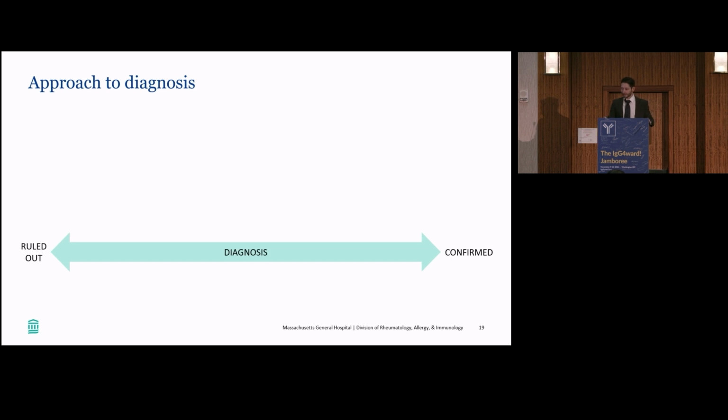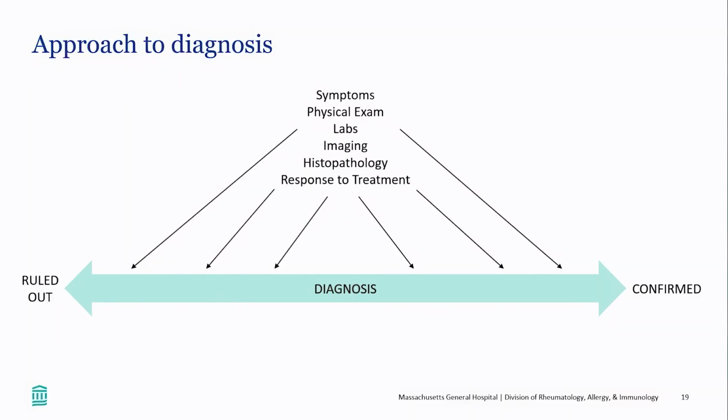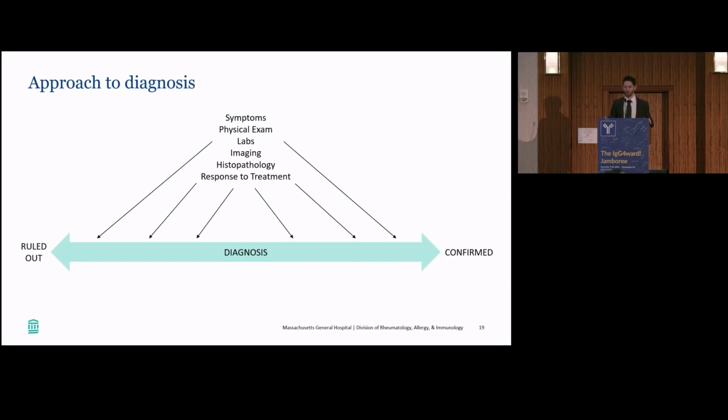So going back to this continuum, how do we actually approach the diagnosis? We take all of the pieces of information that we have available to us, all of the symptoms, the physical exam findings, the lab evaluations, imaging, biopsy results, and response to treatment. And that tells us whether we are moving more towards the left side of the continuum or the right side of the continuum. And usually by incorporating all of these things, we can get close enough to the right side that we feel really confident in the diagnosis.